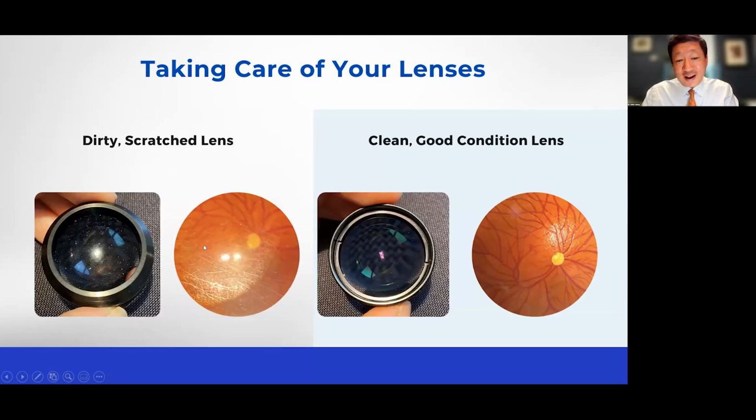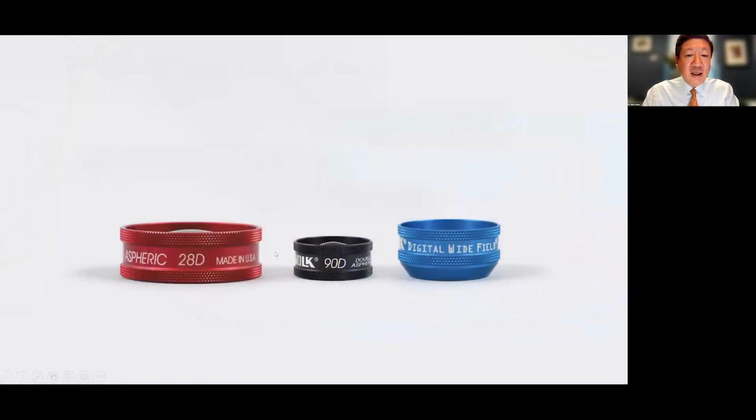If you're very good, as Dr. Gass was, as my mentor, he could look through anything. He could identify every single thing, no matter how dirty his lens was. But for me, a crystal clear lens really helps you identify the details of the eye. It's really essential. Here are the 3 lenses I use.